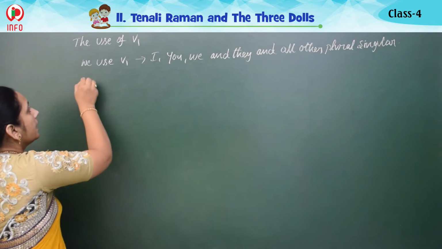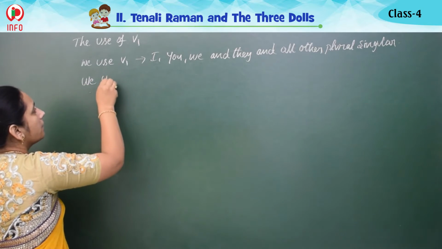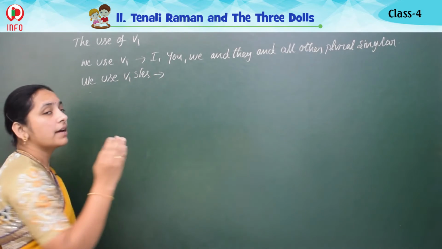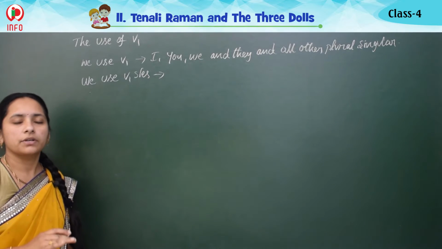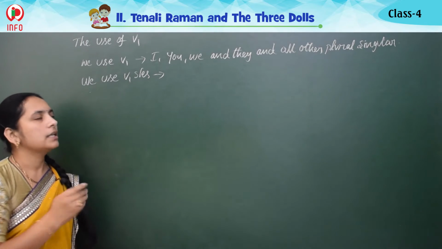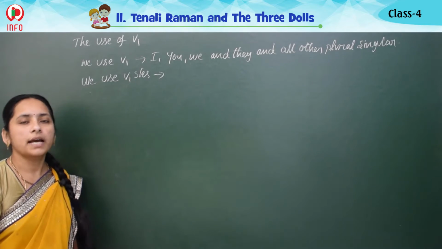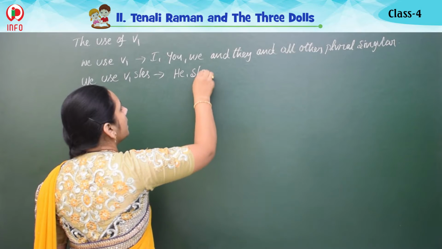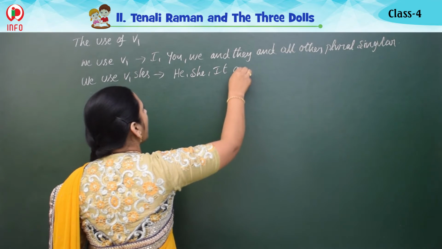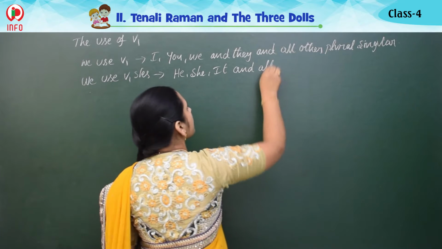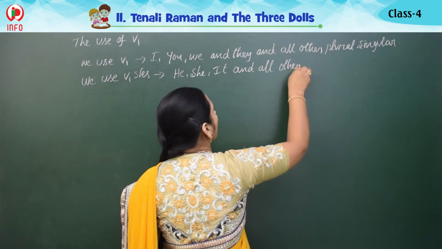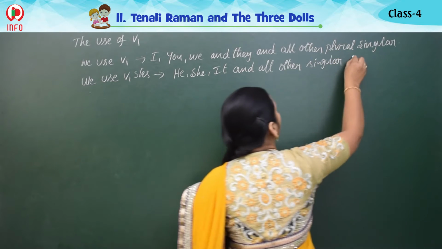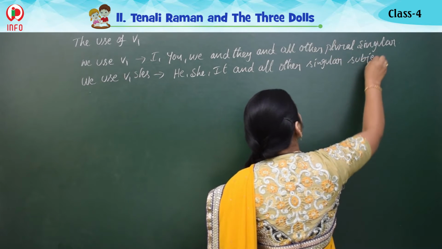Okay. And next, where can we use V1 S/ES? V1 S/ES means for the V1 word, S or ES we add. For which S and for which ES, I'll tell you next. For which subjects can we write it? He, she, it. So for these subjects and all other singular subjects, we use V1 S/ES.